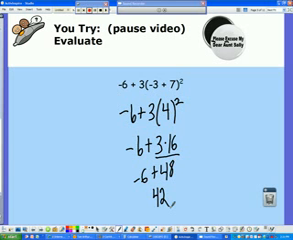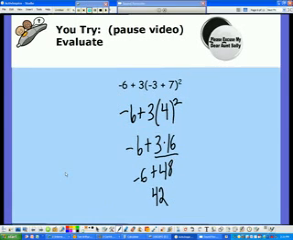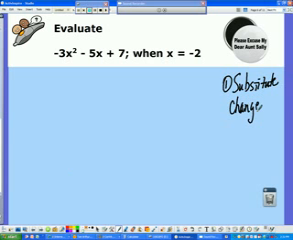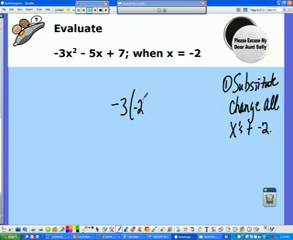Okay. All right, the next one. Now, in this example, we have the expression negative 3x squared minus 5x plus 7, and you're going to evaluate it. Whenever it says evaluate, that means you're going to find an answer when x equals negative 2. The very first thing that we need to do is substitute. We're going to change all of the x's to negative 2. So we're going to have negative 3, the x is squared, so we need negative 2 squared, minus 5 times negative 2 plus 7.